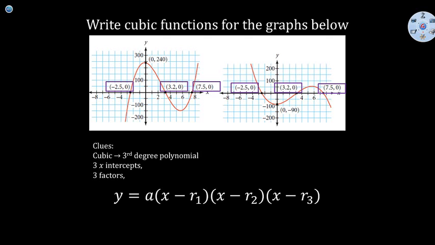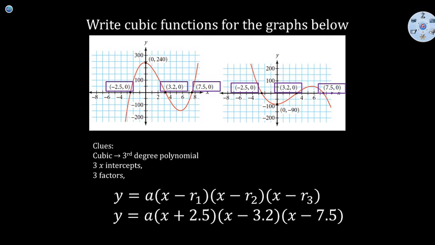We have 3 roots, 3 factors. So we know that for both graphs, we're just going to plug in the roots. We have an x-intercept, a root of negative 2.5, so that's going to be x plus 2.5. We have another x-intercept, or root, of 3.2, so that's going to be x minus 3.2. And the final factor for our factored form of a cubic, the root is positive 7.5, so the factor is going to be x minus 7.5.